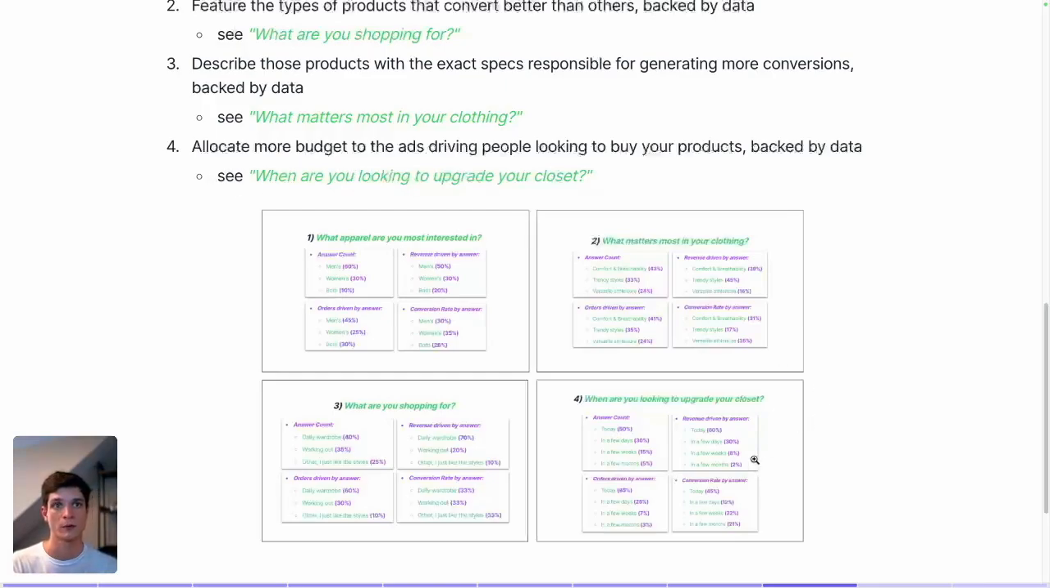So we'd want to find people who are looking to buy today or in a few days. And if we see that most people are answering today and they convert the highest, then we'd want to see which ads are driving people who are answering today, and then put more budget behind the ads that drive people who are answering with today.